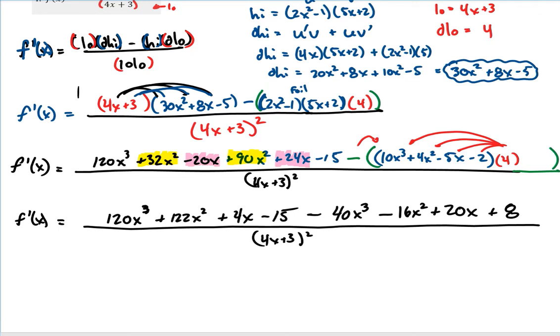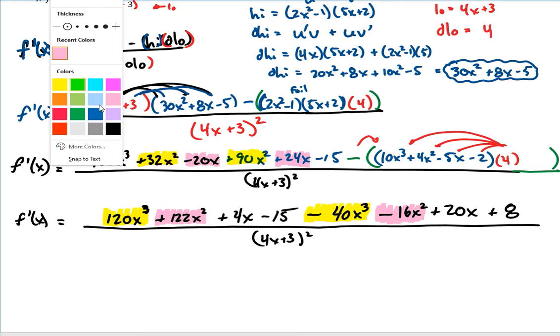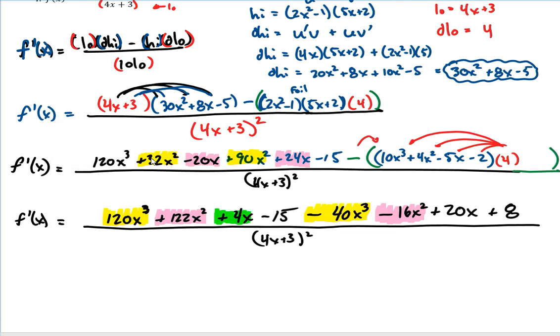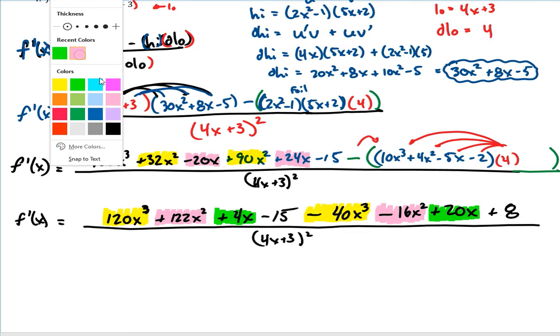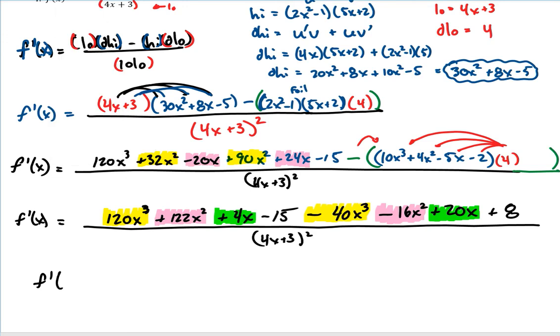So way to hang in there. So we now can do one more simplify. So it looks like I have 120x cubed minus 40x cubed. It looks like I have 122x squared minus 16x squared. And it looks like I'm going to run out of my highlighter colors. I guess I'll just do all different colors. So the minus 4x and the plus 20x. And then let's just leave that unhighlighted. We'll just say that looks good. Okay, so the minus 15 and the positive 8 we could see would combine.